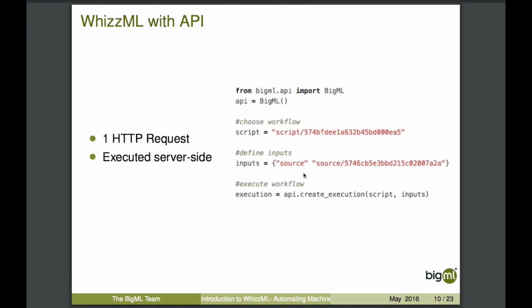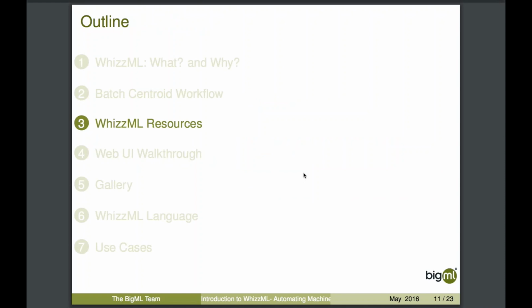Then we also give it any of the necessary inputs, and then we tell the API to create my execution, which is just the same thing as run my script. And all of the intermediate steps are executed server-side. So again, if we did something really complicated like cross-validation, we don't have all these HTTP requests going back and forth between the client and the server. All of this is handled on BigML's end.